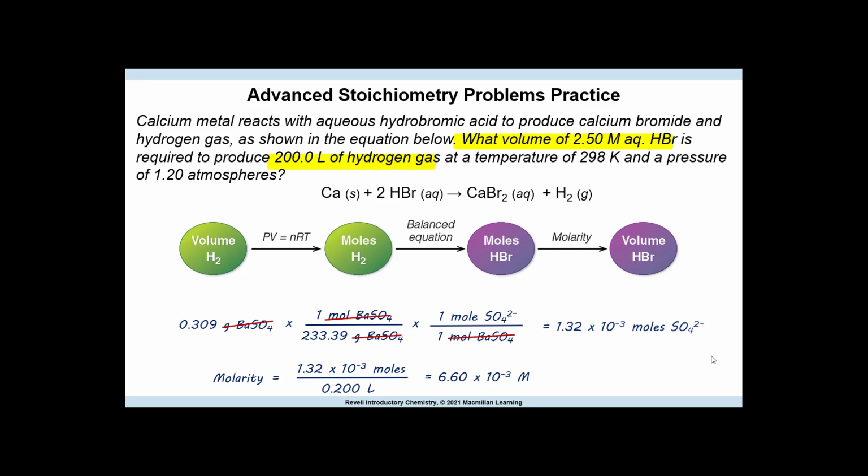Let's look at a sample problem here. Calcium metal reacts with aqueous hydrobromic acid to produce calcium bromide and hydrogen gas, as shown in the equation below. What volume of 2.5 molar aqueous HBr is required to produce 200 liters of hydrogen gas at a temperature of 298 Kelvin and a pressure of 1.20 atmospheres?